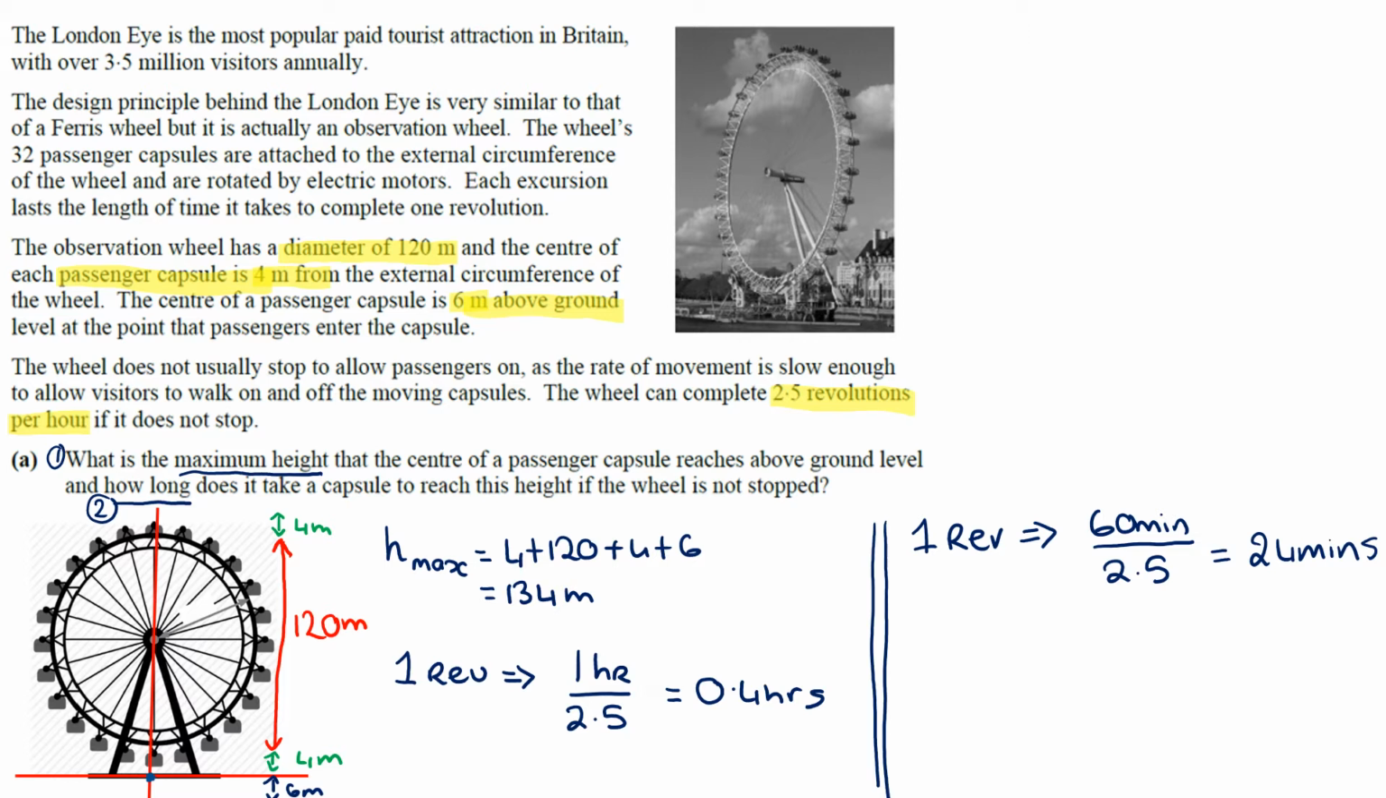They asked us how long it takes to get to the max height. That's the top, which would be half a revolution. So half a revolution is going to take 24 divided by 2, which is 12 minutes. Or if you really wanted to keep working in hours, you could divide your 0.4 and get 0.2 hours. With decimals, hours and minutes, it's really easy to get things wrong there, so I would suggest to stay in minutes.